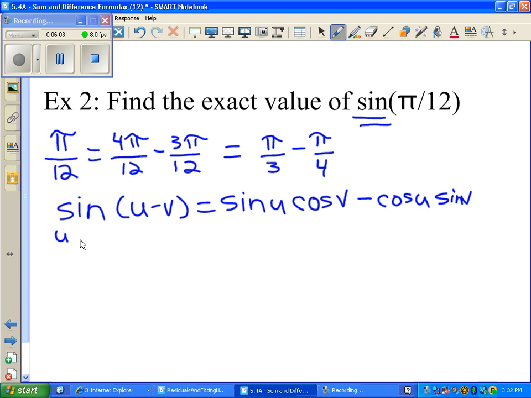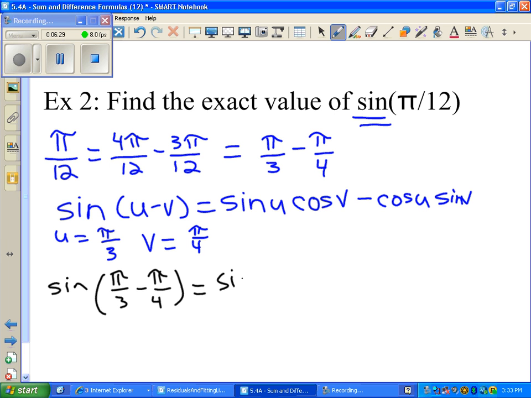And in this case, u is equal to pi over 3, and v is equal to pi over 4. So plugging these values in, I have the sine of pi over 3 minus pi over 4, which is actually pi over 12, right, which is what we want. And that is equal to the sine of u, so the sine of pi over 3 times the cosine of v, pi over 4, minus the cosine of u, which is the cosine of pi over 3, times the sine of pi over 4.